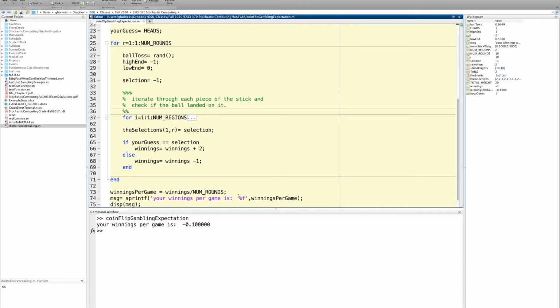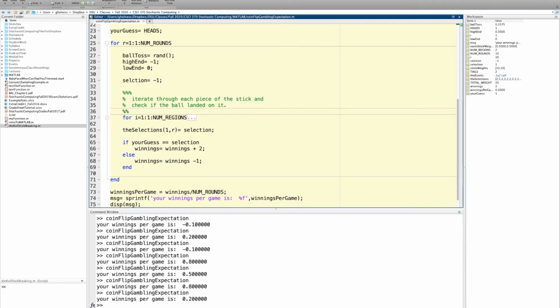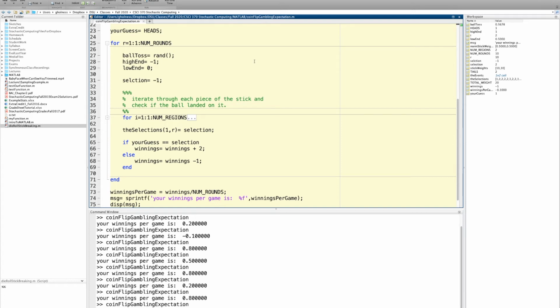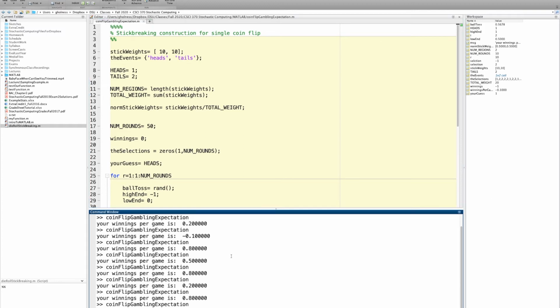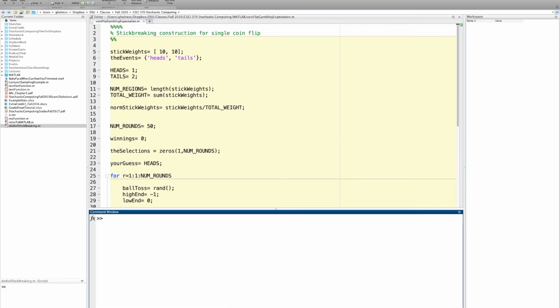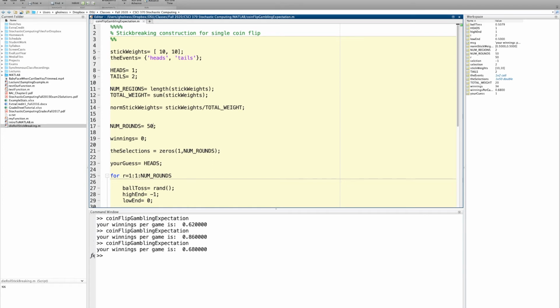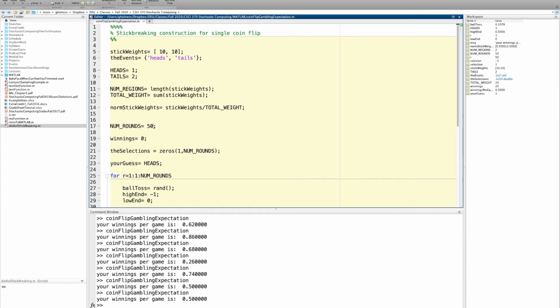So I run this. Winnings per game is minus 10 cents. Run it again, 20 cents, 10 cents, 80 cents, 50 cents, 80 cents, 20 cents, 80 cents, minus 10. So let's see what happens if we change num rounds to 50. So now we're going to play this game 50 times instead of 10 times. So now let's run this. 62, 86, 68, 26. So it's kind of jumping up and down, above and below 50, but it's a little bit better than going negative like we saw before.